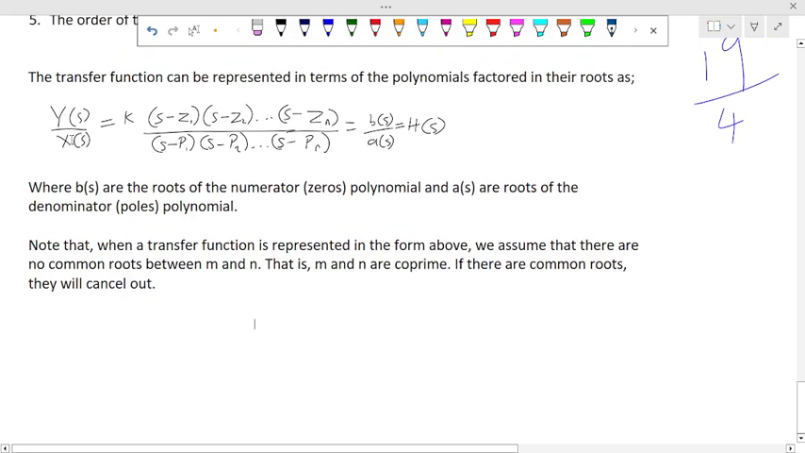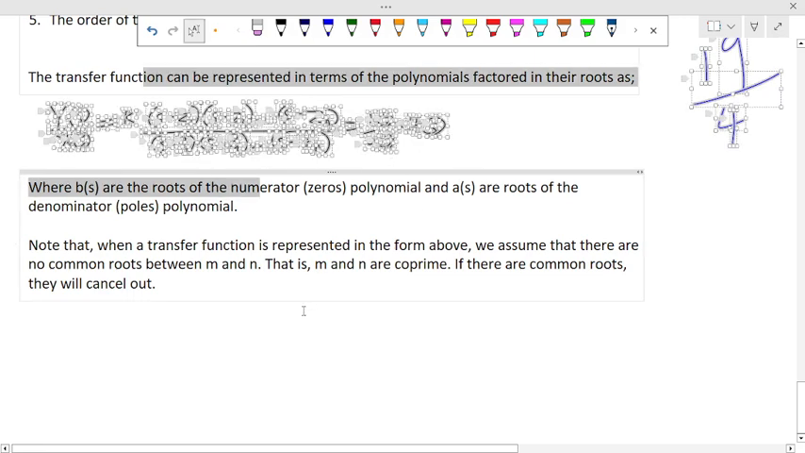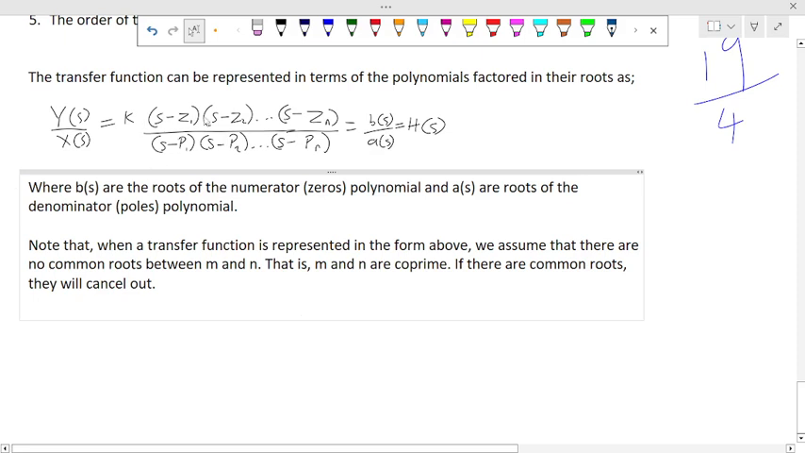So we know that it's Y(s) over X(s), output over input, equals K. What is K? Of course, K is a constant. All the constants here, we'll talk about later. Now here, what we have is (s minus z1) multiplied by (s minus z2) and so on, up to (s minus zn), that is z2, z3, z4, onto zn, the nth z.